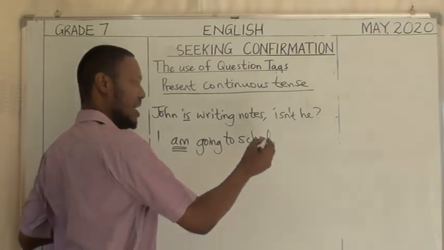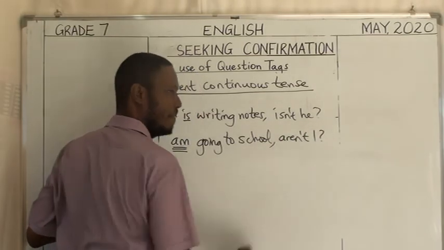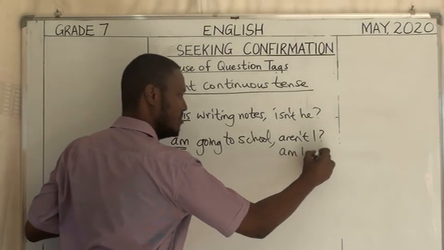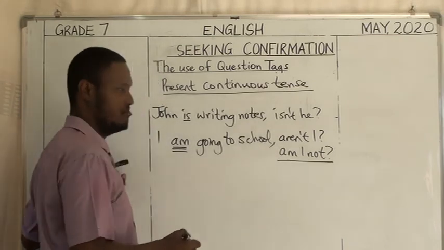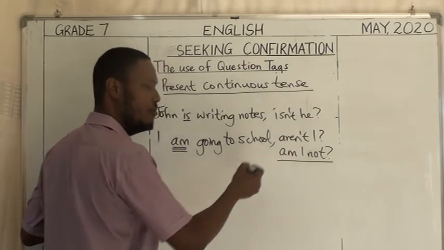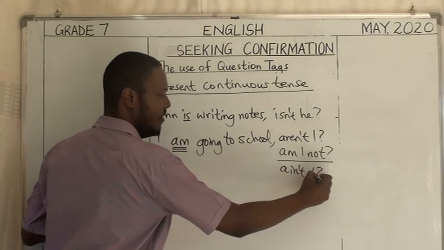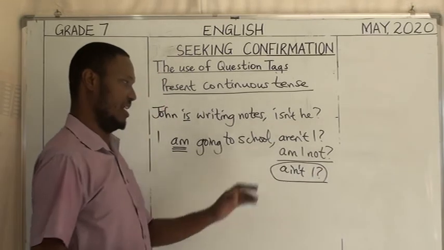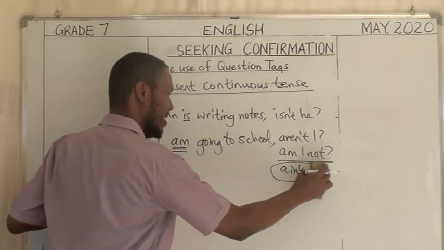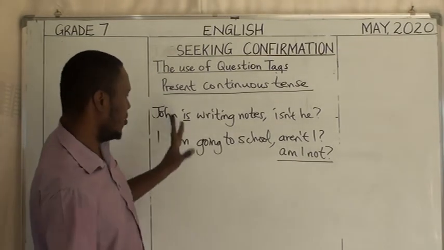So I am going home, you can say aren't I. You can also say am I not. This is a formal way of saying it. Am I not? Or aren't I, this one is informal. While some people say ain't I, but most people feel that this one is non-standard, so avoid it. So aren't I and am I not? These are the correct ways of forming the question type in the present continuous tense, or using am.